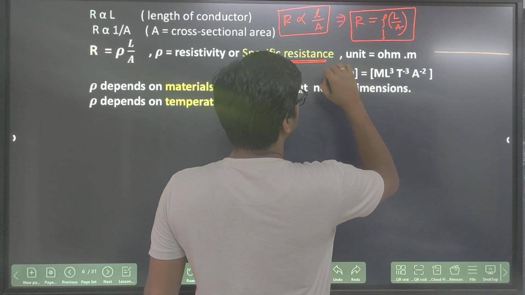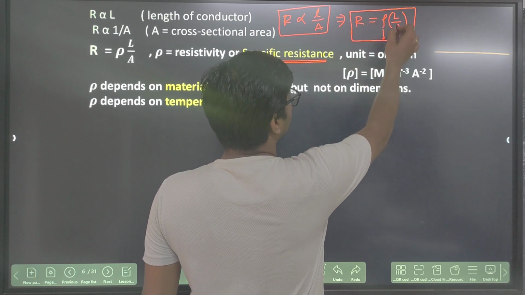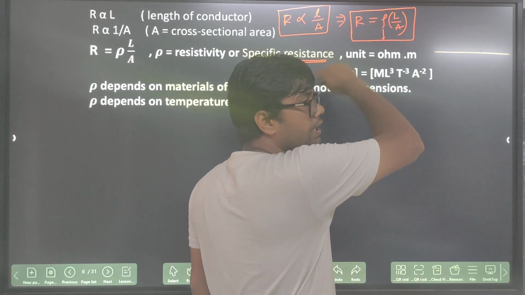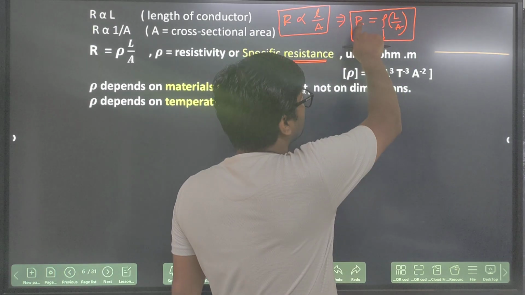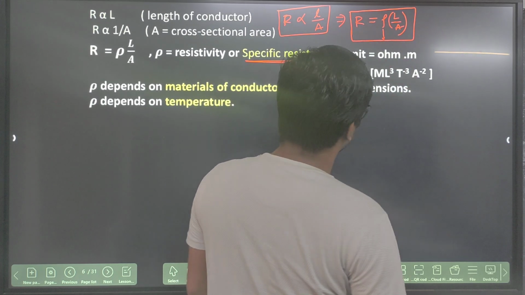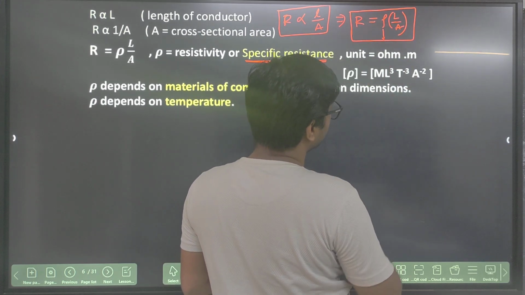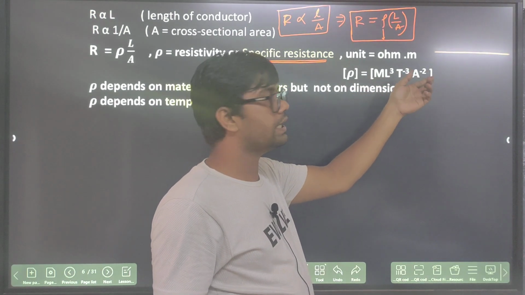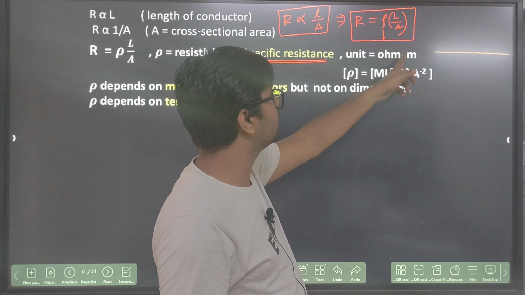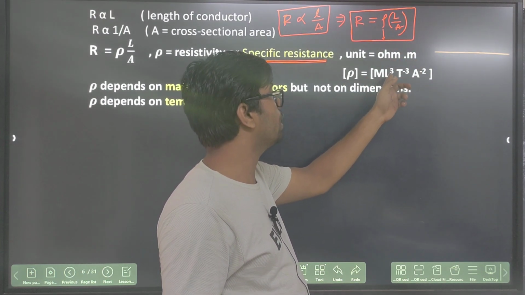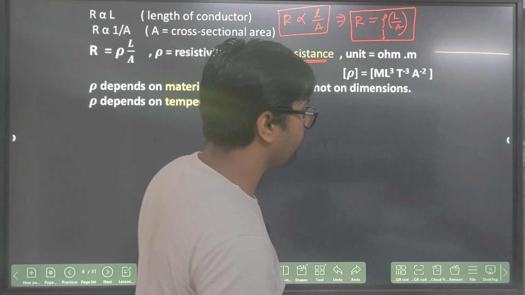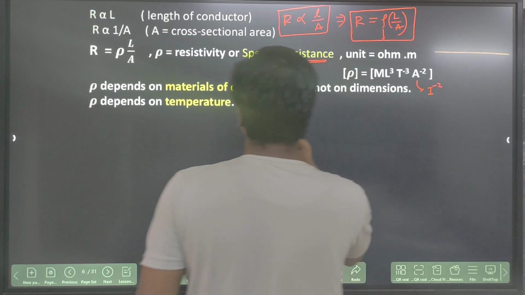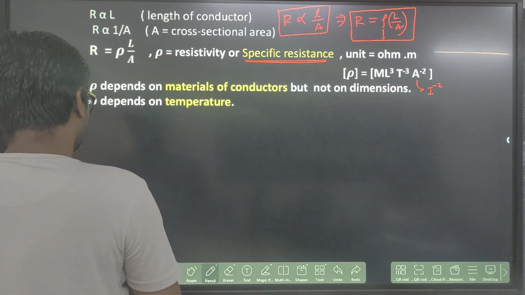Unit of resistivity, if you see, will be ohm into meter, because L by A has the dimension of meter inverse, so it will multiply R into L, right? So it will be ohm into meter, and its dimension is, for resistance we have seen M1, L2, T minus 3, A minus 2. You have to multiply a length here. So it will be M1, L3, T minus 3, A minus 2, or I minus 2 also you can write. Clear?